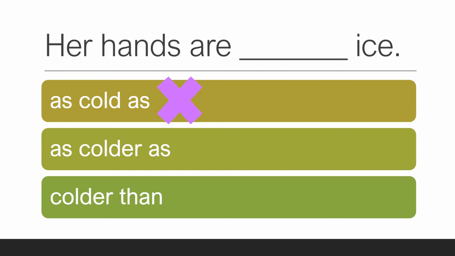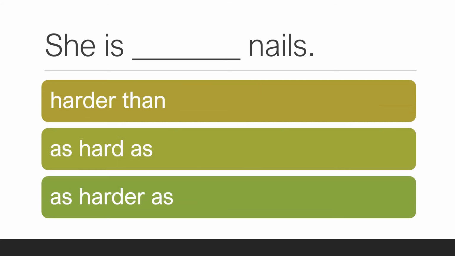Great! As cold as ice. Next one. We have: she is nails. She is harder than nails. She is as hard as nails. Or she is as harder as nails. What do you think is the answer? Great! As hard as. Why? Because hard is the adjective.